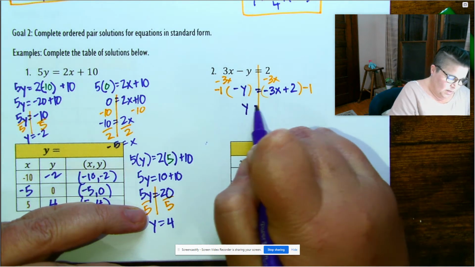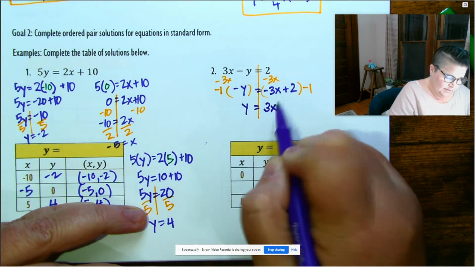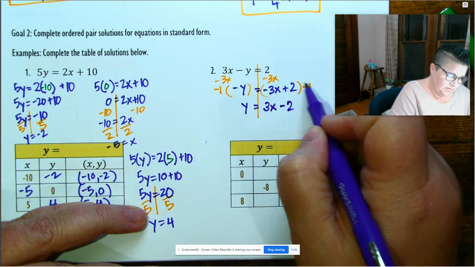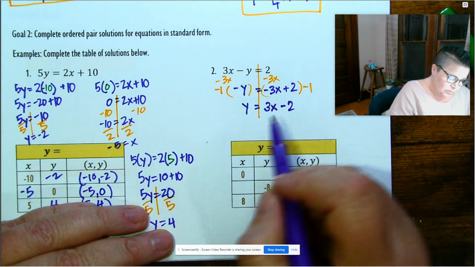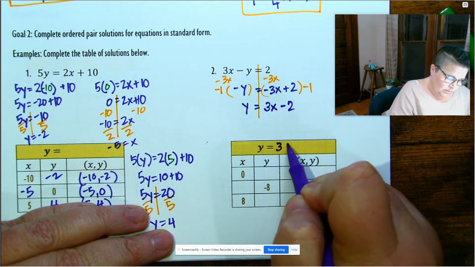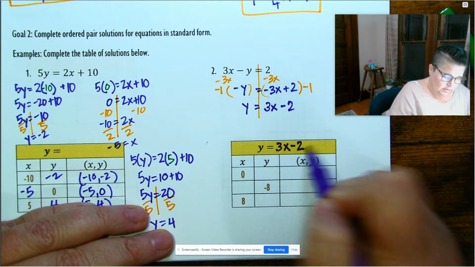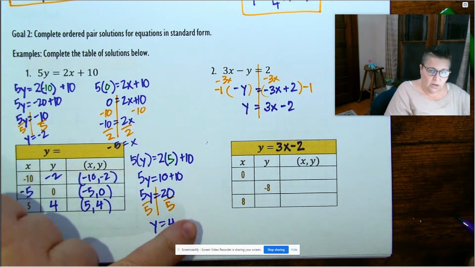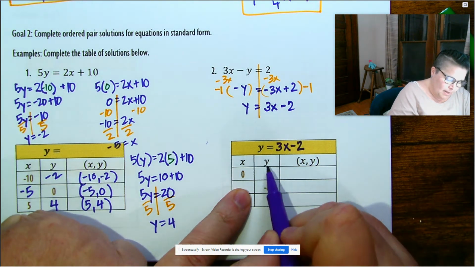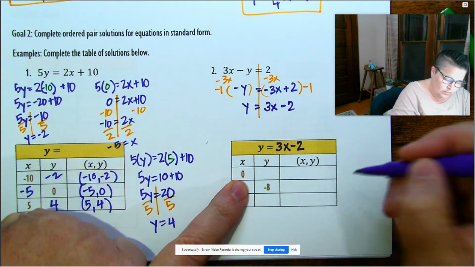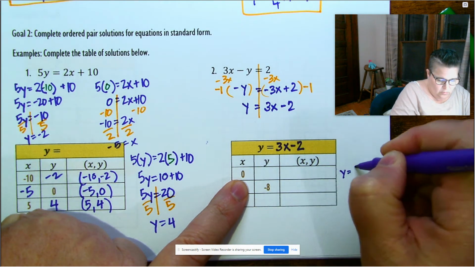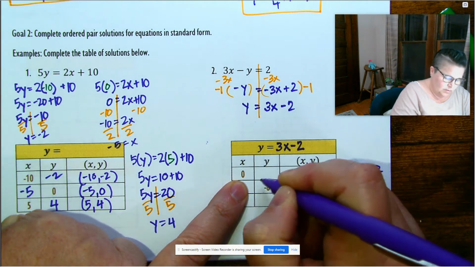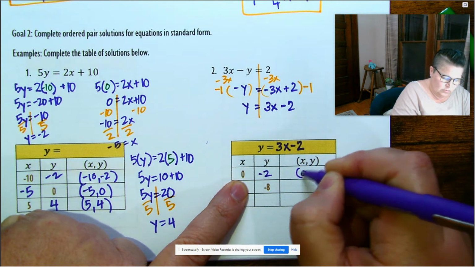That's going to give me y is equal to 3x minus 2, right? Negative times a negative is a positive, negative times positive, negative. So now I have, like we were doing yesterday or earlier, 3x minus 2 there. So my unknown y here would be 3 times the 0 minus 2. Well, that's just going to be minus 2.